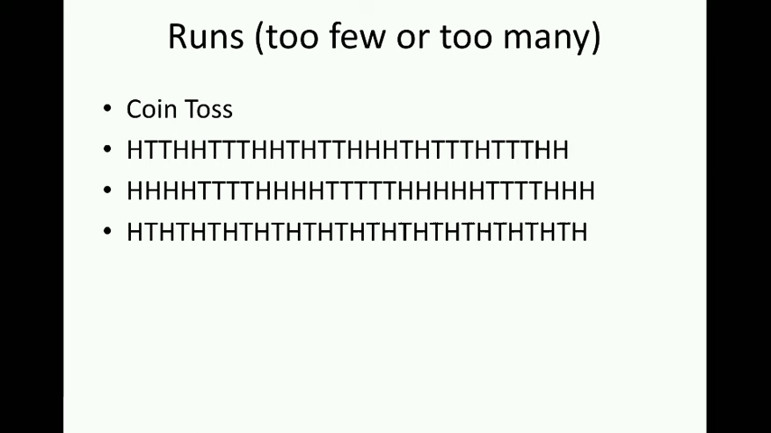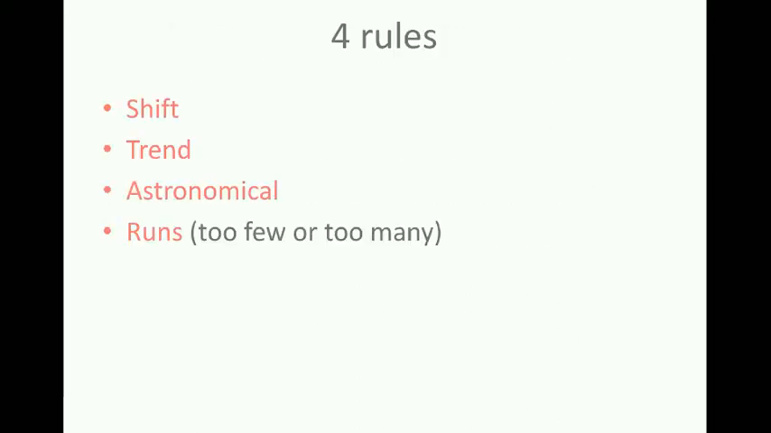So in summary, those were the 4 easy rules, fairly intuitive, to check if there's any non-random patterns in your data to which you can ascribe causes to.